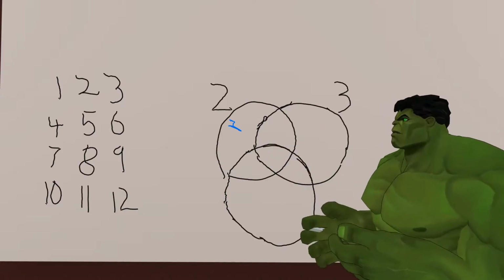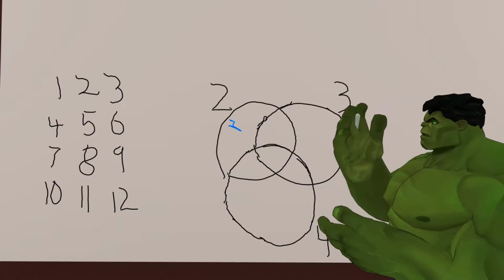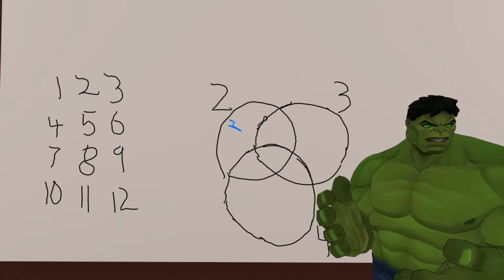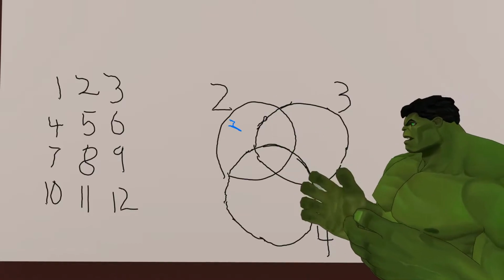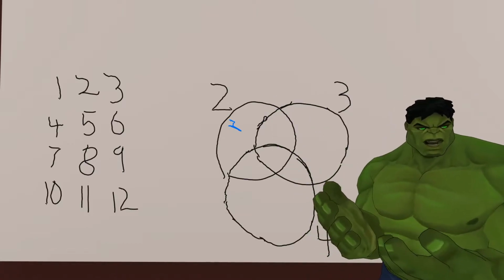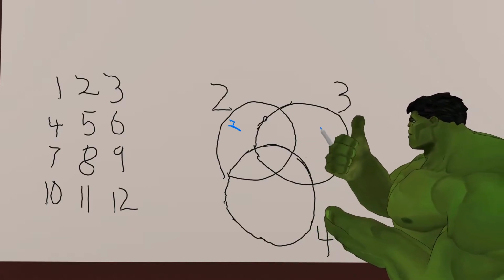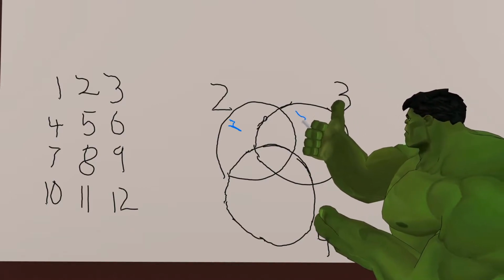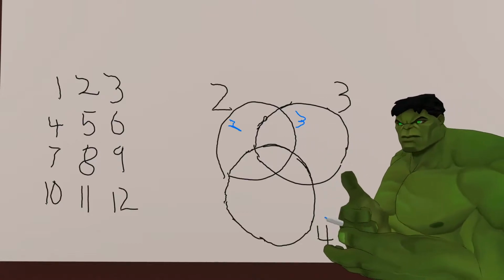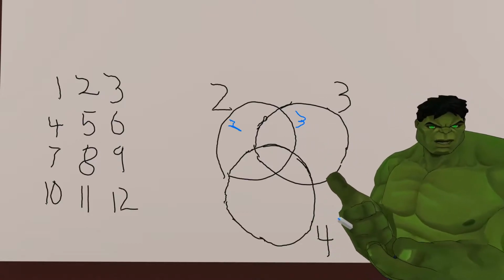All right. Next up, we have 3. Well, 3 is a factor of 3. 2 is not, and 4 is not because 4 is too big. So we're going to just write 3 here because it's just in the 3 circle.